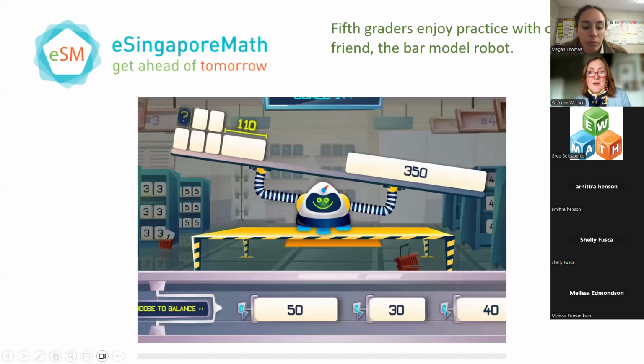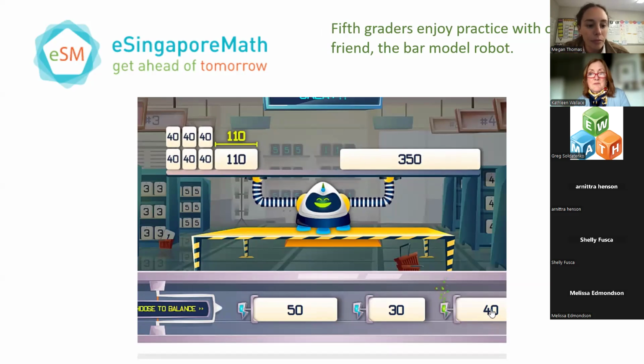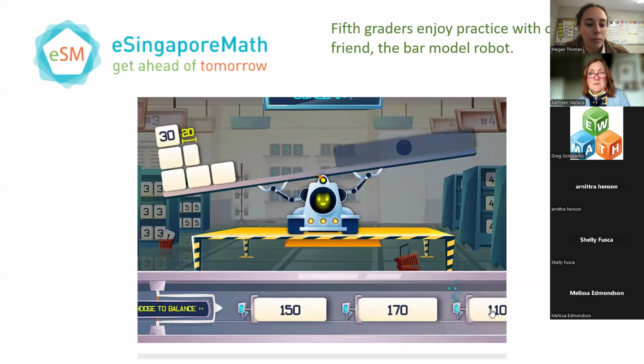We also have a game for the 5th graders. We don't want to leave them out. So again, they've got to do some mental math and look at the proportionality of the bar pieces that are on the scale. And they get feedback right away. The robot congratulates them, or it tells them try again.